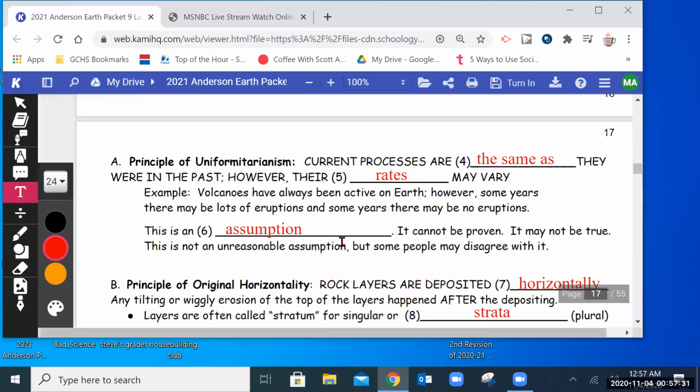The principle of original horizontality. This is the idea that rock layers are deposited horizontally initially. Any tilting or wiggly erosion at the top of a layer happened after the depositing. Layers are often called stratum for singular, one stratum here, one stratum there. Or if we're talking about plural, lots of strata are piled up here, we say strata, not stratum.